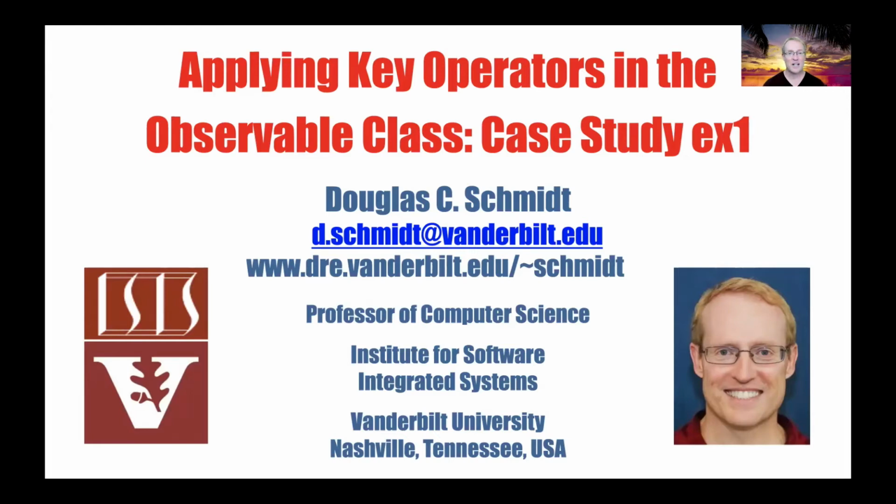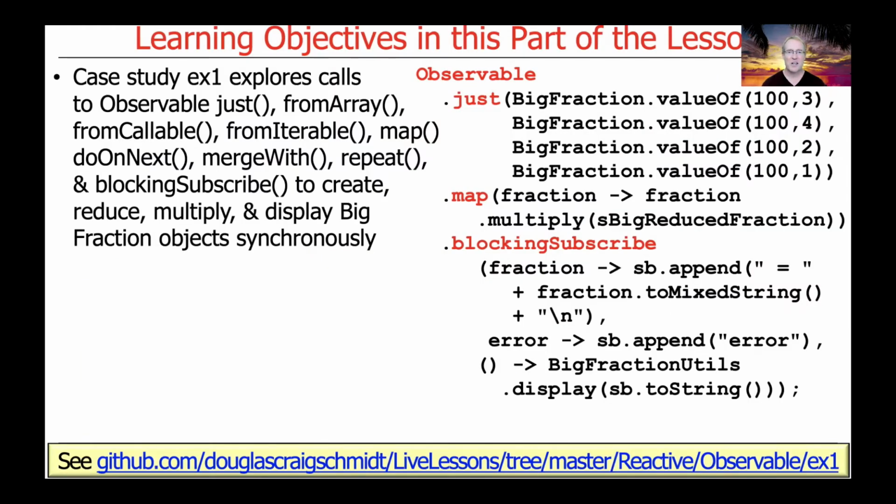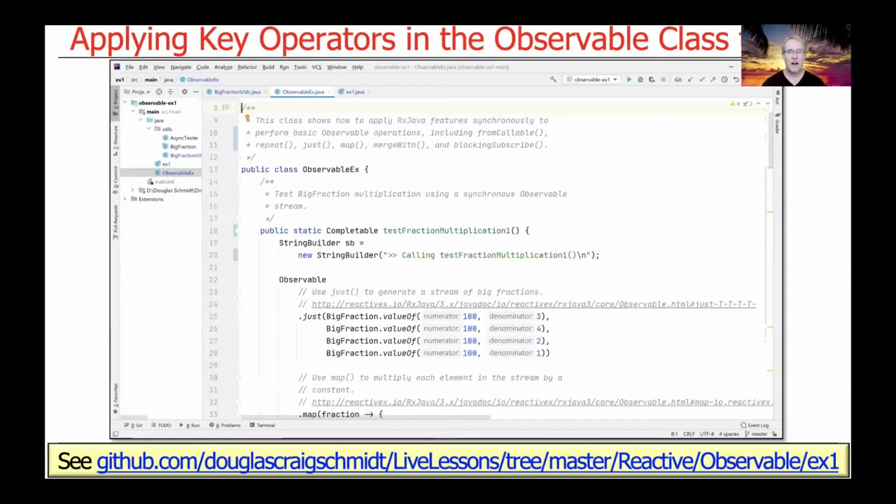Welcome to Case Study ex1, where we'll walk through how to apply key operators in RxJava's Observable class. Case Study ex1 explores calls to observable operators such as just, fromArray, fromCallable, fromIterable, map, doOnNext, mergeWith, repeat, and blockingSubscribe to create, reduce, multiply, and display BigFraction objects synchronously. You can find all the source code for Case Study ex1 in the link at the bottom of this slide.